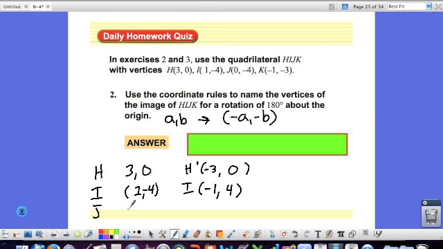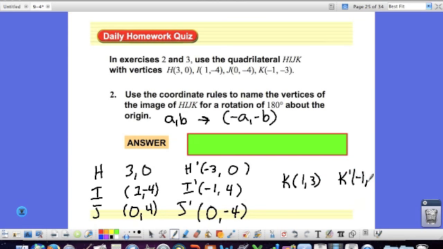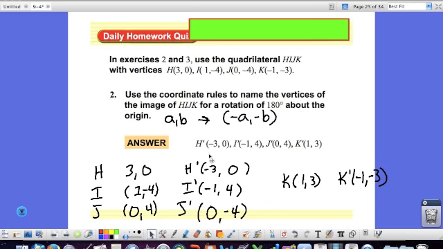For J, 0, 4 is going to become 4, 0, and that's going to be negative. Wait, I did that wrong. I was thinking 90 for a second. So this is going to stay 0, 4, but they're going to be opposites. And K was 1, 3. So K prime is going to be -1, -3. Pull that away. -3, 0, -1, 4, 0, 4. Oh, I copied that wrong. Whoops. Pay attention. So that would have been positive.